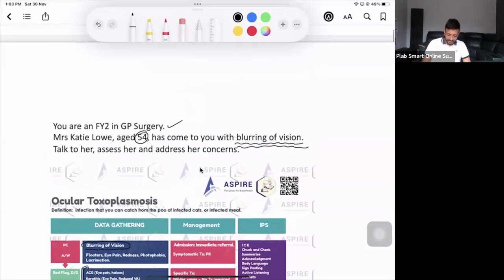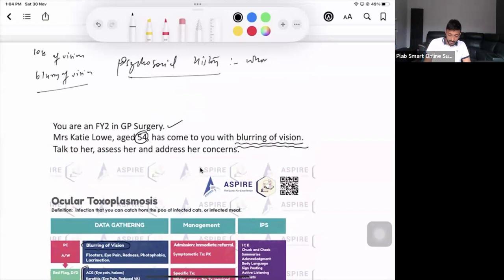So, whenever patient has got a problem with the eye, whether it is loss of vision, blurring of vision, anything, you always ask the patient about psychosocial history as well. That's very important, isn't it? Whom you are living with. Do you think it's important? Yes, it's very, very important to find out who this patient is living with. So don't miss that question.